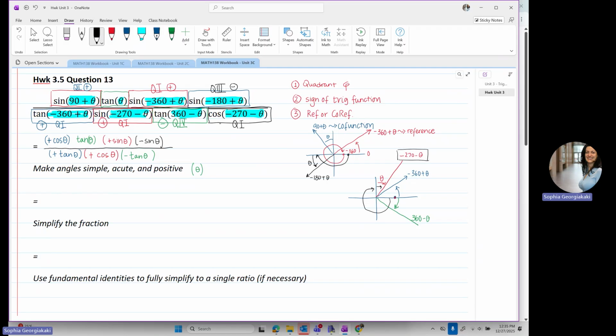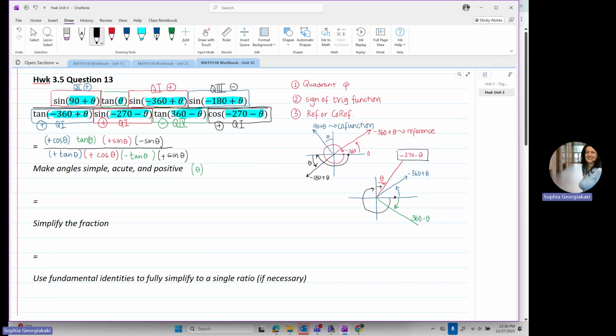In quadrant 1, the cosine is positive. And because the reference is in terms of negative 270, which is on the vertical axis, the angle negative 270 minus theta shares the same cofunctions with theta. Now, the cofunction of the cosine is the sine. So that will be the sine of theta. And in quadrant 1, the cosine is positive. Therefore, it will be positive sine of theta.